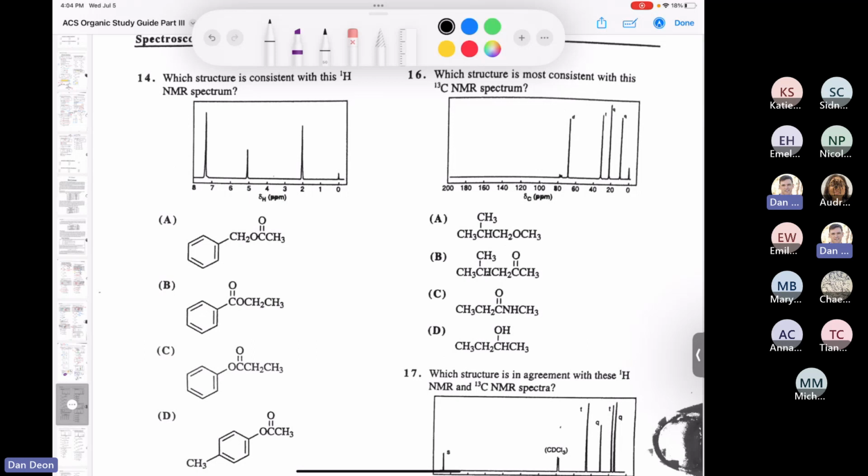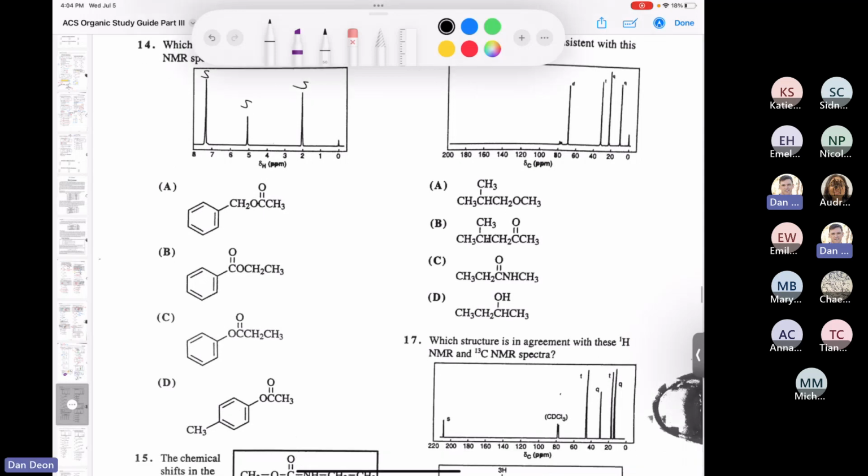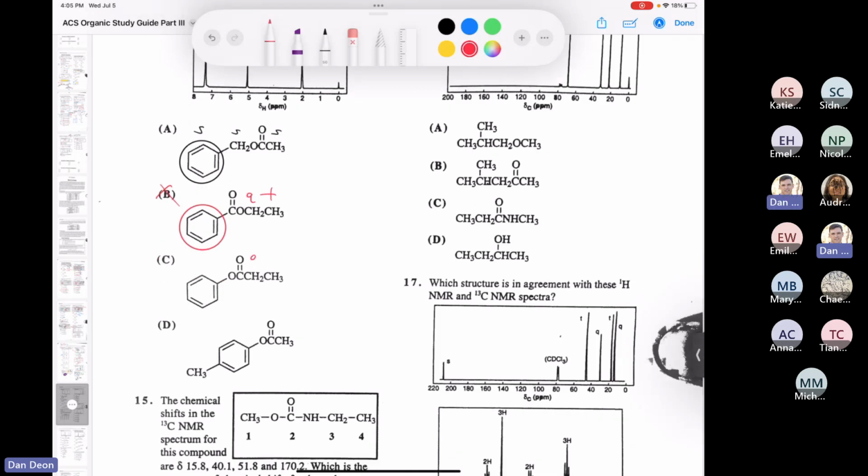If we look at question number 14, it says, which structure is consistent with this proton NMR spectrum? You notice that everything in here is a singlet, singlet, singlet, singlet. And if you look at all of these, all of these protons here would give you a singlet. These would give you a singlet, and this would give you a singlet. These ones here maybe would give you a singlet, yes, maybe, but this would give you a quartet, and this would give you a triplet, so this can't be right. This would give you a quartet, and this would give you a triplet, so this can't be right.